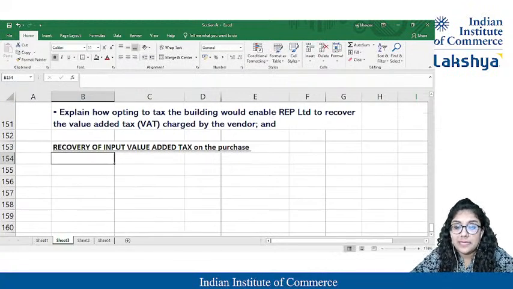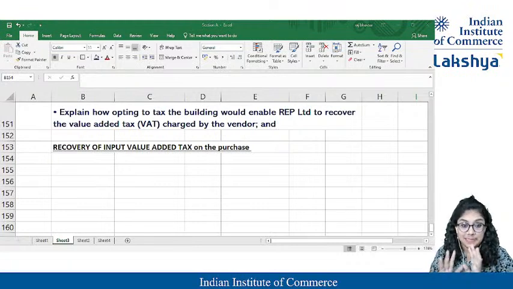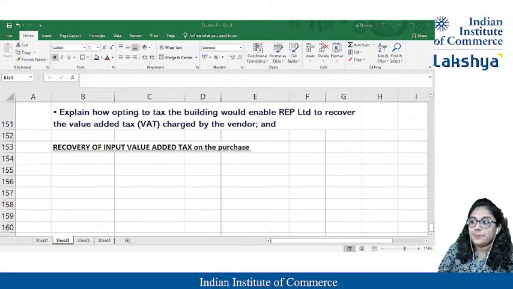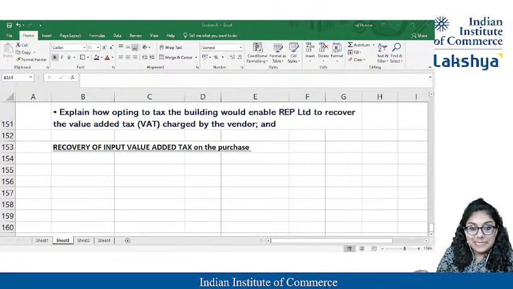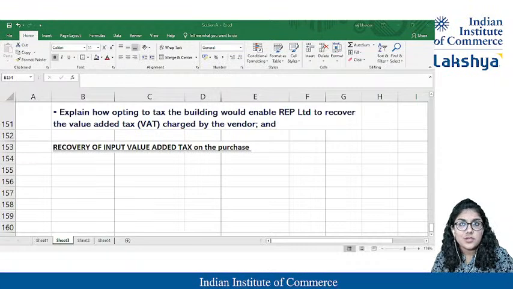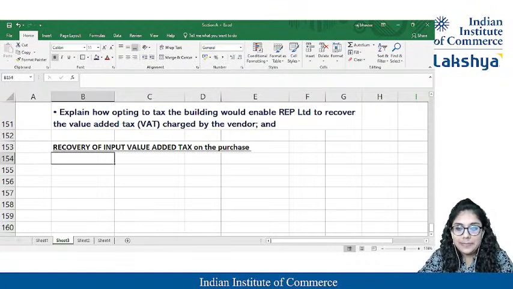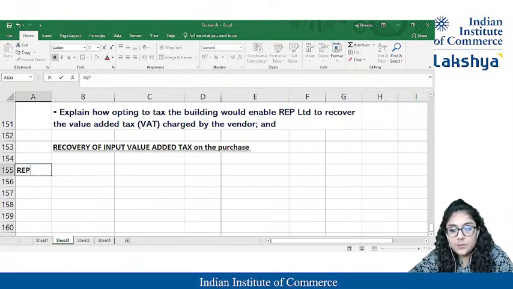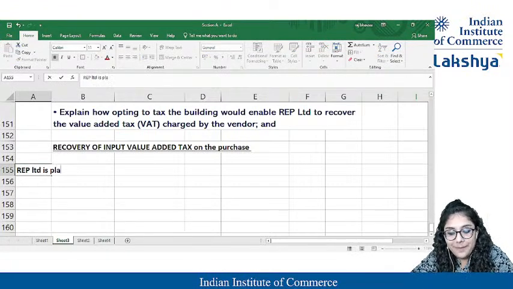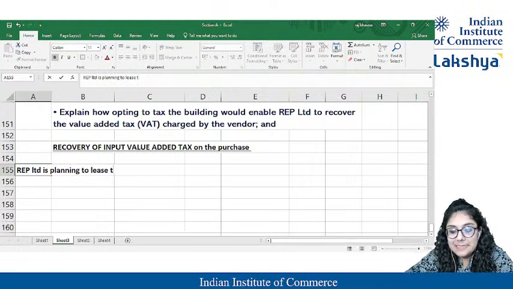So students, by now we know that if I want to recover, I have to see whom we are selling to or giving it to, even if I'm giving it on rent. Is the tenant registered for VAT? Whether the VAT registration is there or not. So what is REP doing here? REP Limited is planning to lease the building for 20 years, so we have to write the story.